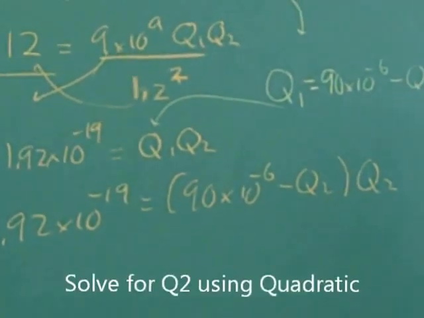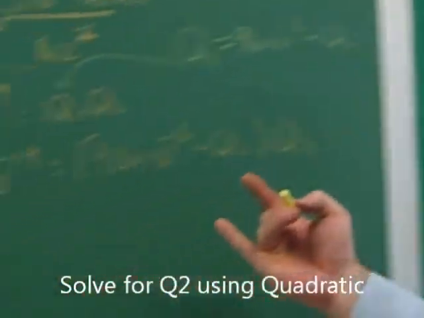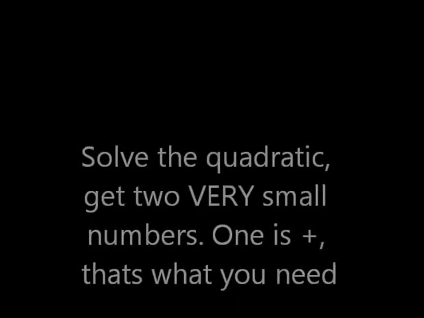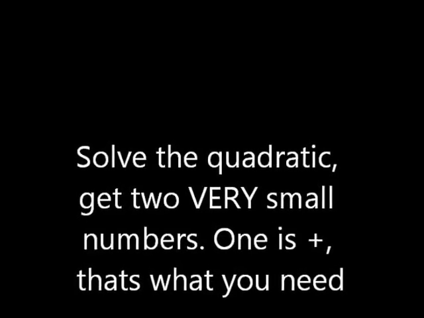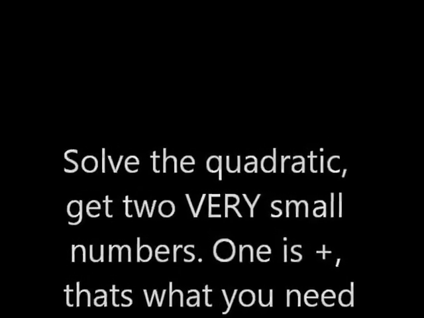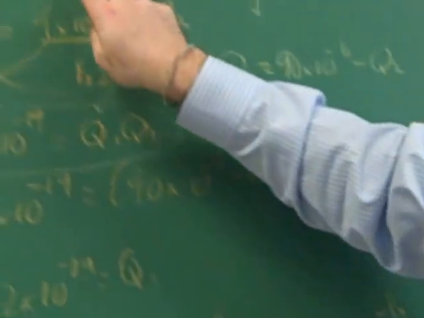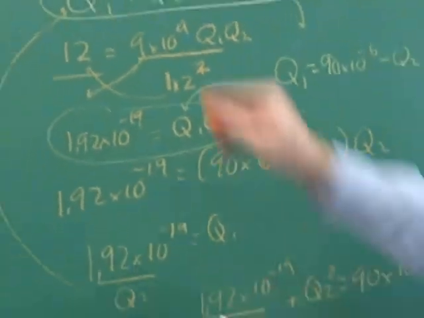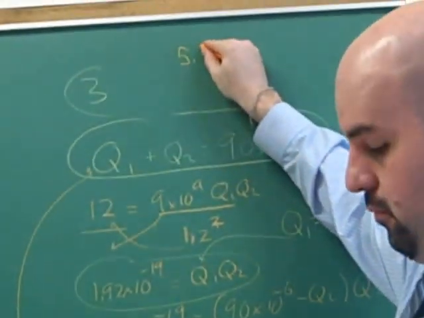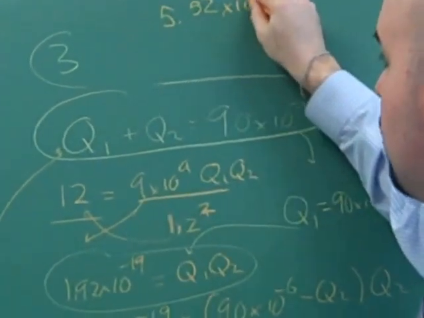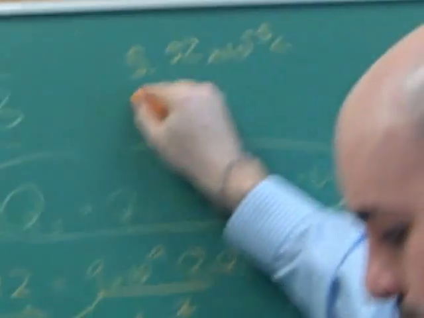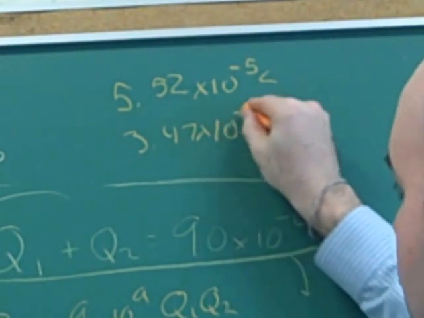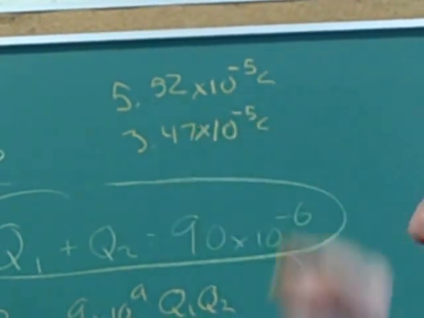Okay. You can FOIL this out if you want and have some fun that way, and that's perfectly fine. And put it back in here and solve for Q1 and have your other value. You will get that's it on the bottom of your paper.